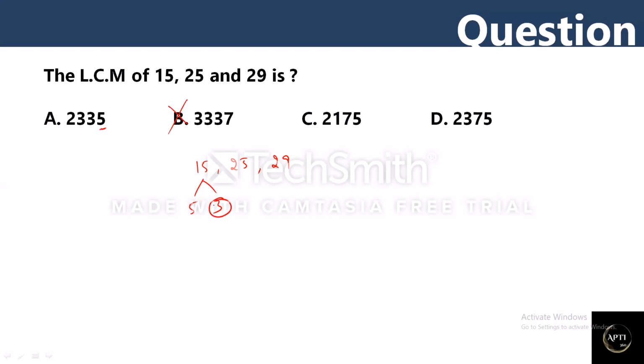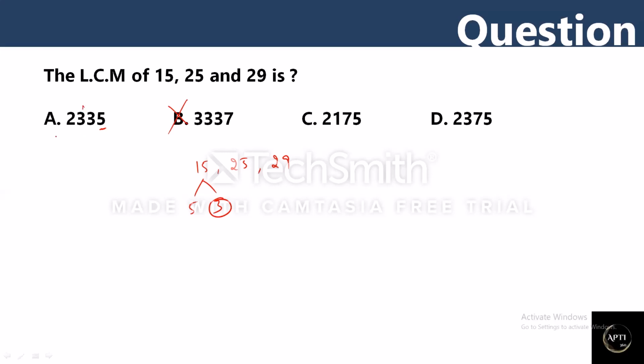Now I need to check the divisibility rule of 3. How can you check it? The sum of digits in the number should be exactly divisible by 3. This is the method many students follow. But here I will tell you how we can check the divisibility rule of 3 and of 9. Very simple: if you see any multiples of 3, you can eliminate them.